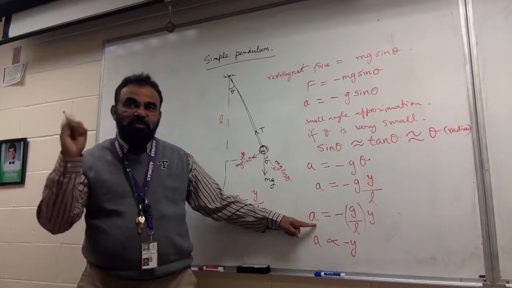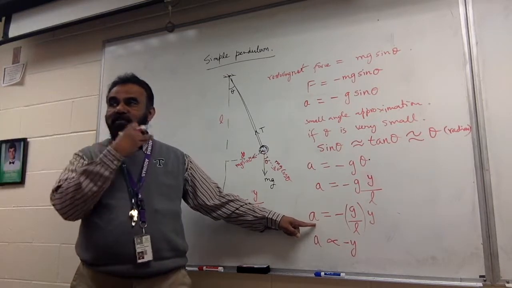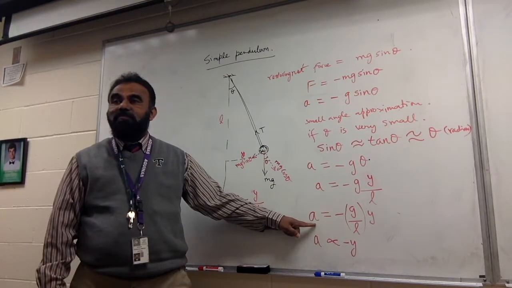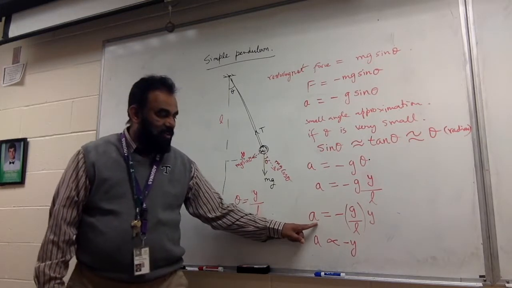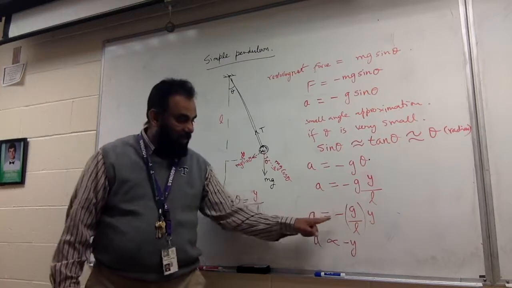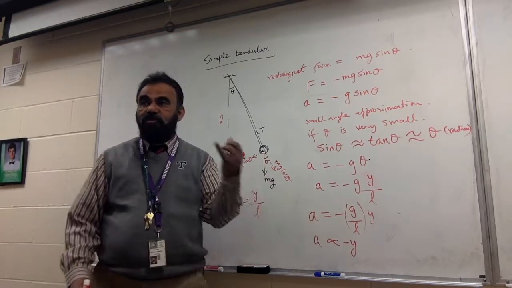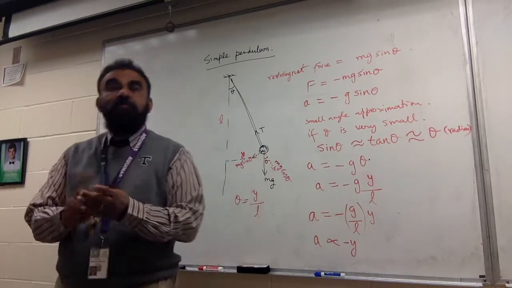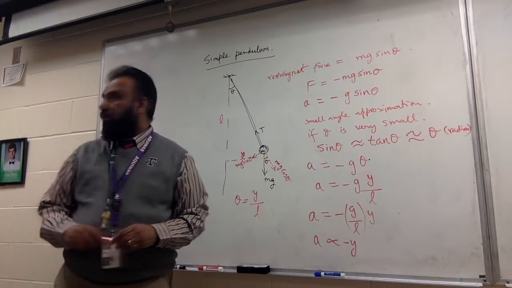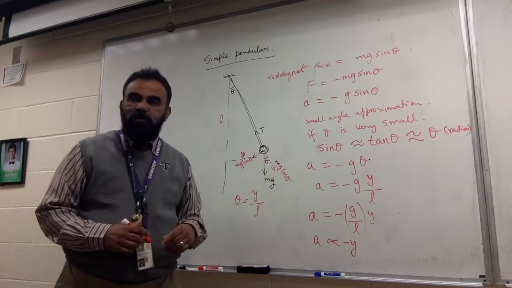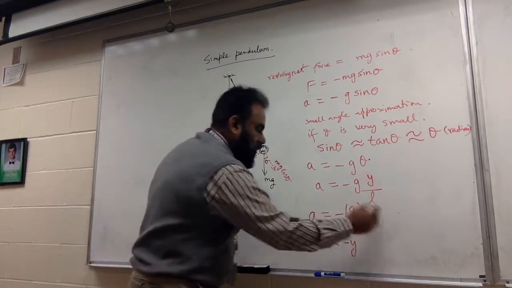This equation displays the two qualities that are needed to conclude that this motion is simple harmonic. Acceleration is directly proportional to displacement, and acceleration is directed towards the mean position. Those are the two things that are required to conclude that this movement is simple harmonic in nature. And if it is simple harmonic, what do you have? What is this equation comparable to?